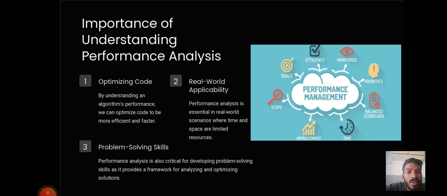Importance of understanding performance analysis. Optimizing code, real world application, problem solving skill. By understanding an algorithm's performance, we can optimize code to be more effective and fast. Real world application: performance analysis is essential in the real world. Problem solving skill: performance analysis is also useful for developing problem solving skill. It provides a framework for analyzing and optimizing solutions.